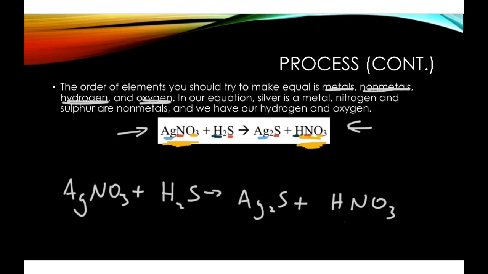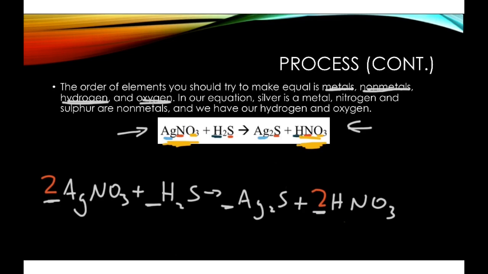So whenever I'm writing these out, I like to leave a little space. Imagine if you have a little underscore here for the coefficients you can place. So we made our HNO3 2 in front, and our AgNO3 also 2.